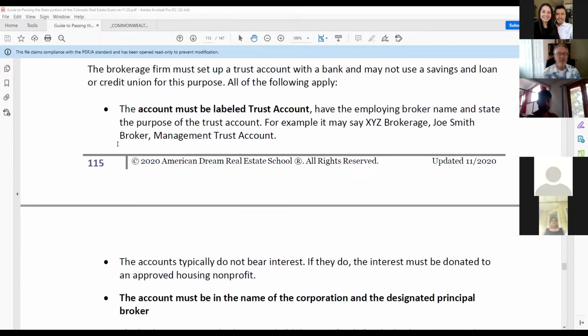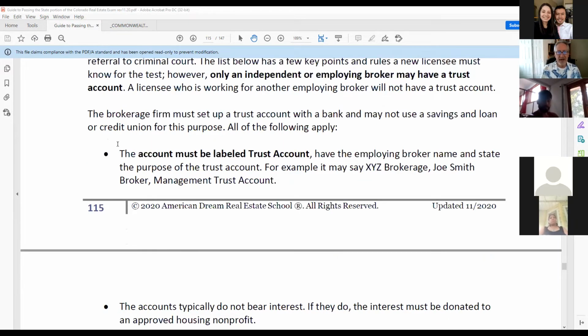First of all, we've got to label the trust account, like XYZ brokerage. Trust accounts can only be opened with banks. You cannot have a credit union trust account. Only banks can have a trust account. You can get a trust account with, okay?